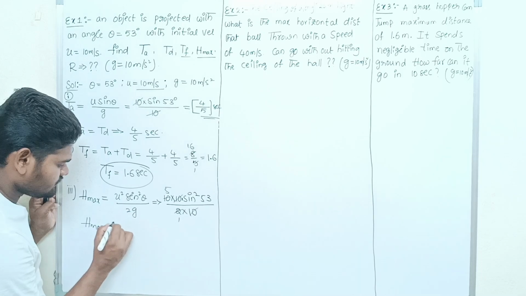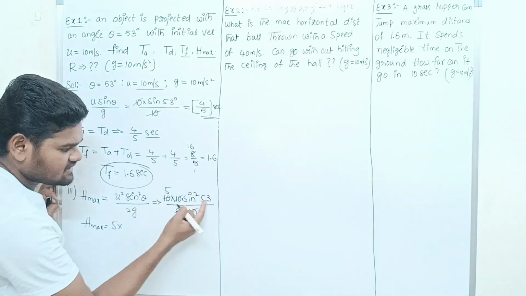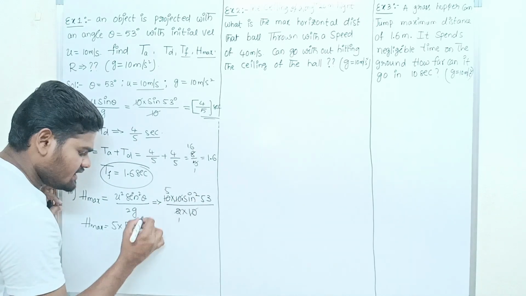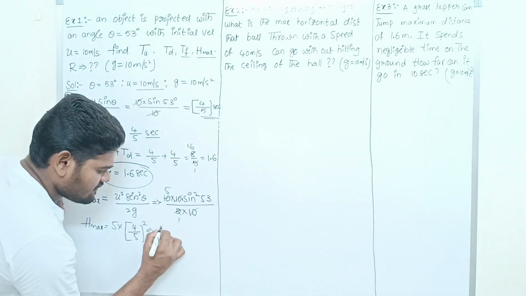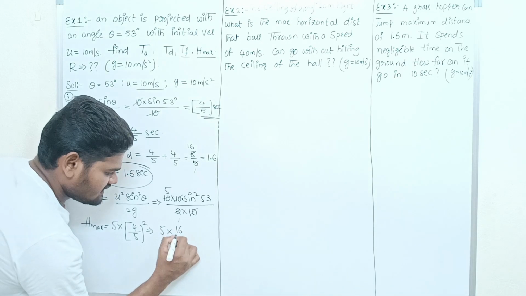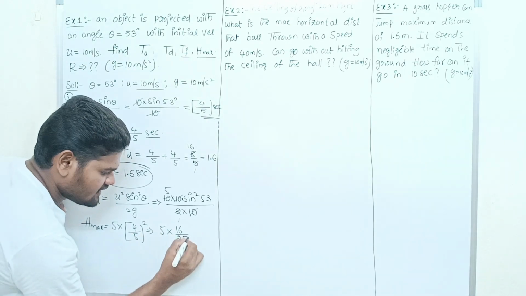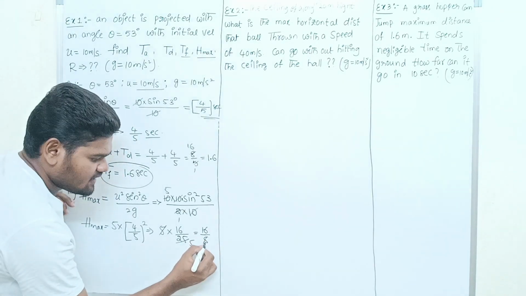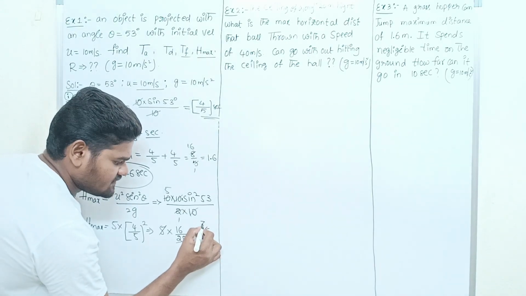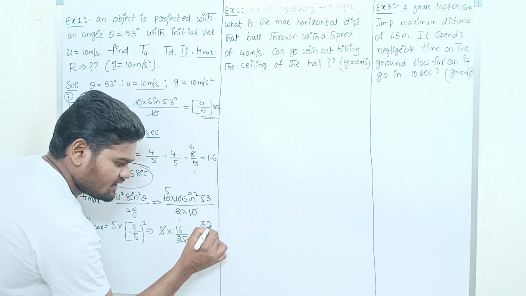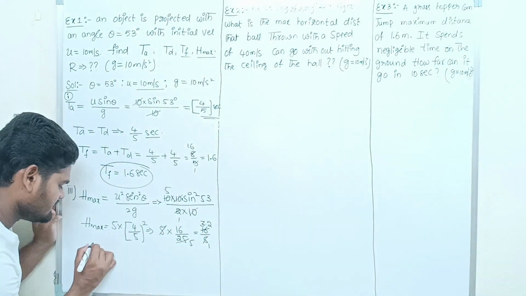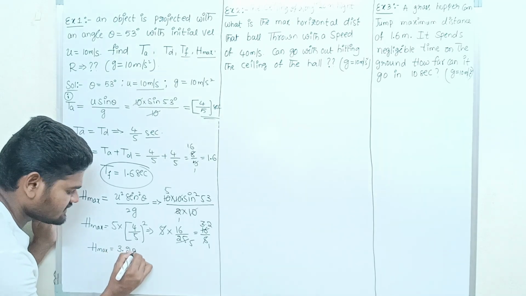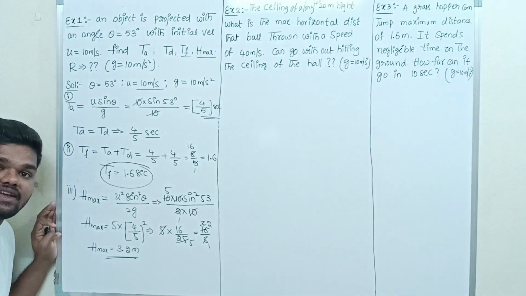So 5 into sine square 53. What is the value of sine 53? 4 by 5. Sine square is there, so that is equal to 5 into 4 fours are 16 divided by 5 fives are 25. So 5 ones are 5, so 16 by 5, which is 3.2. So H maximum we got is 3.2 meters.